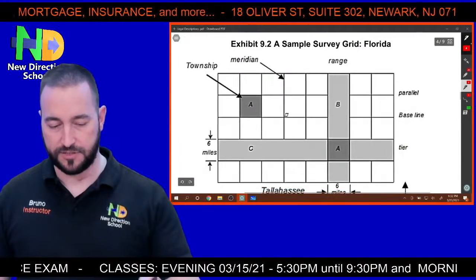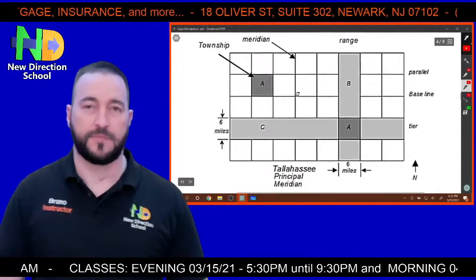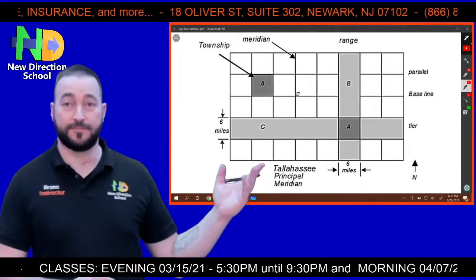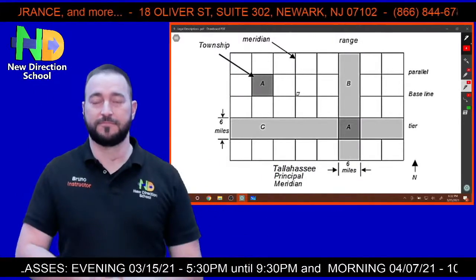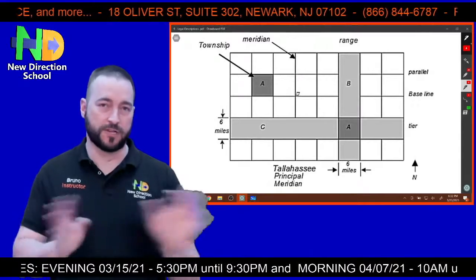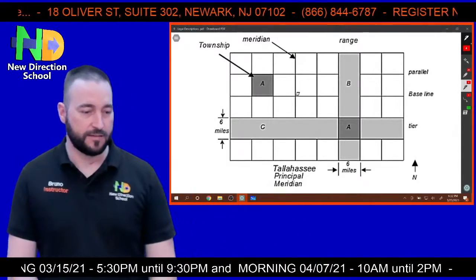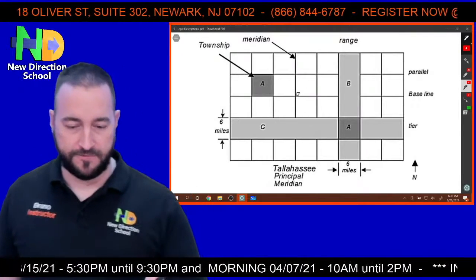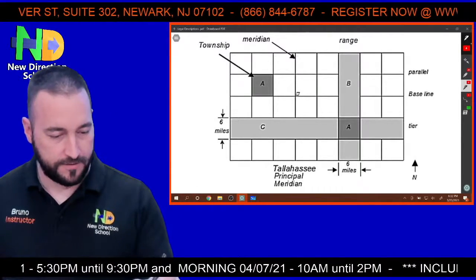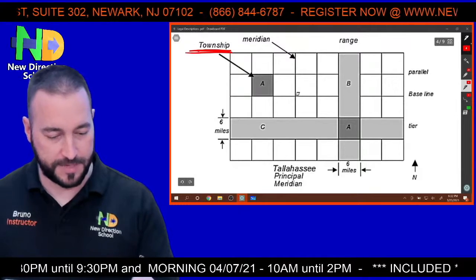Here's a rectangular survey system. I think it's obvious. Bunch of squares. Rectangles, right? A square is a rectangle. Not all rectangles are squares, but bunch of rectangles. All right? So if you guys notice, right here it says township. This is township A.